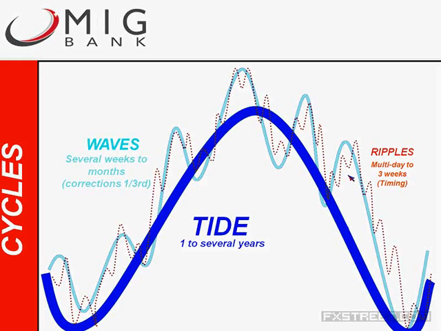Keep in mind that the best way for each of you to analyze cycles, the very simple way, is to use moving averages. Short-term cycle, look at the 20-day moving average. Medium-term cycle, look at the 50-day moving average. And long-term cycle, look at the 200-day moving average.